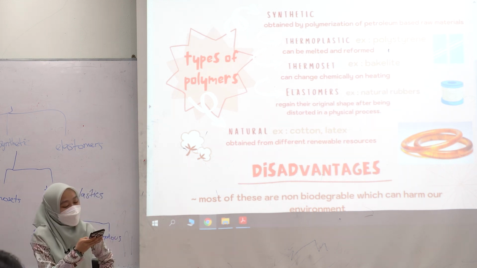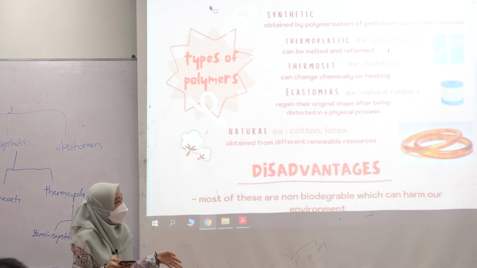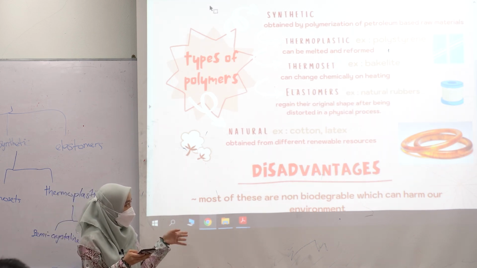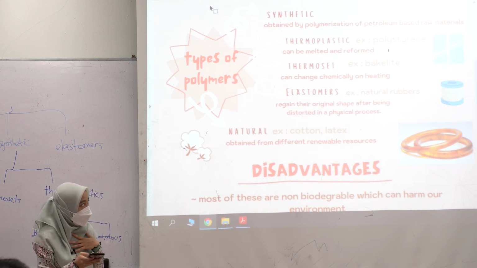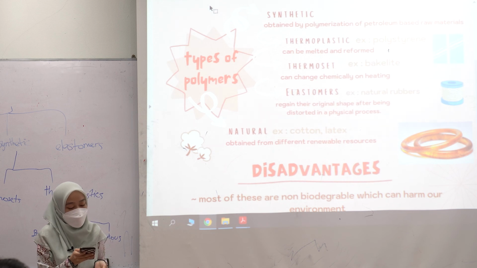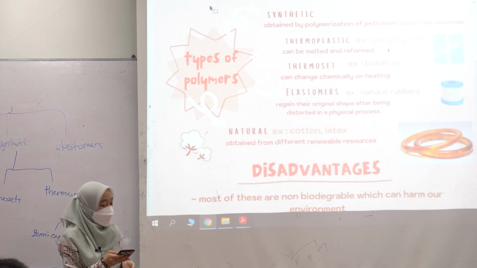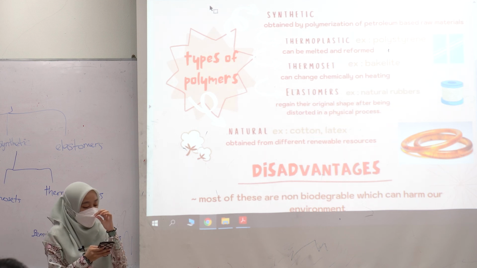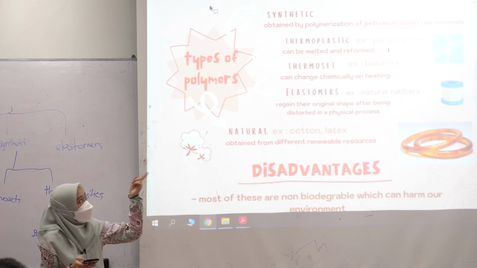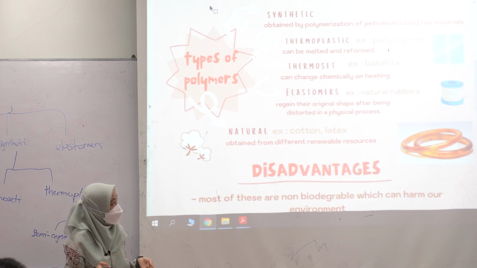Okay, next type of polymer is natural polymer. Natural polymer is obtained from different renewable resources. It is found extensively in nature. Our body too is made of many natural polymers like nucleic acids, proteins, and more. Another example of polymer is latex. Latex occurs in both forms, natural and synthetic. The natural form of latex is mainly collected from the rubber tree.